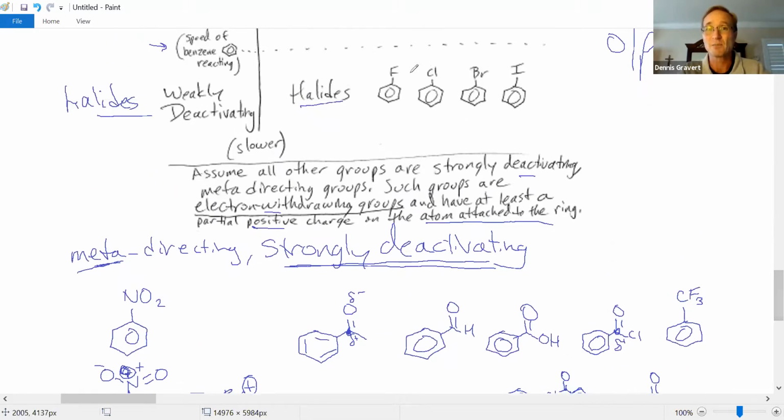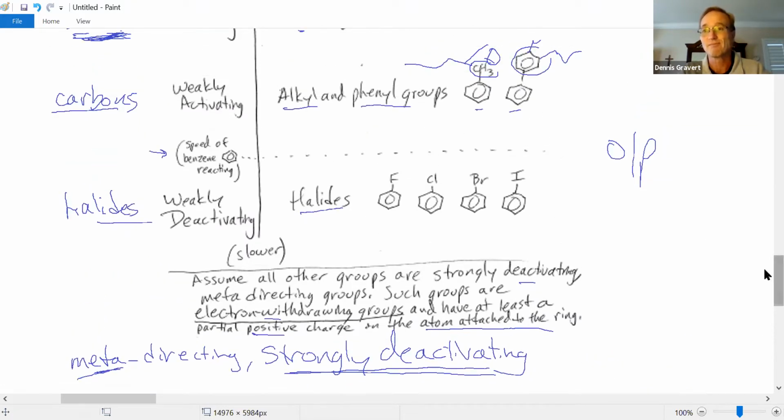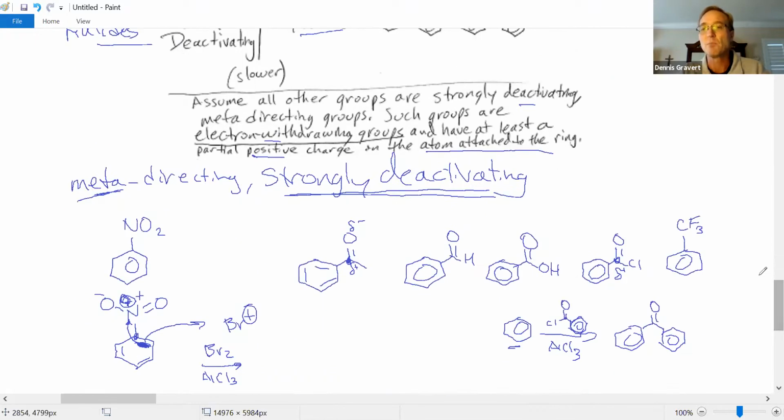it's just a halide group. Well, that's not right. It's just a methyl group. Okay, but if you have 3 fluorines on that carbon, now there's a significant positive charge because of the electronegative fluorines. And now this group, CF3, is a meta-directing, strongly deactivating group. And then the sulfonic acid group, I guess I do have some of these memorized. This sulfur has a whole bunch of oxygens attached to it. Slight positive charge there. That's a deactivating group.